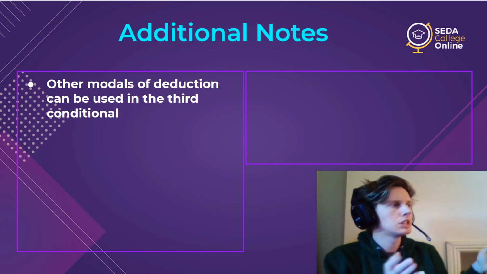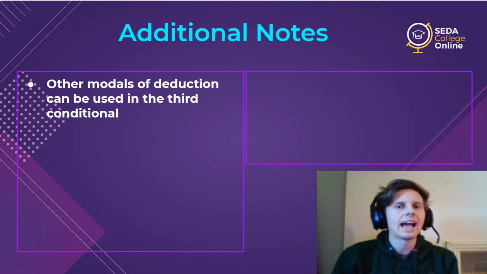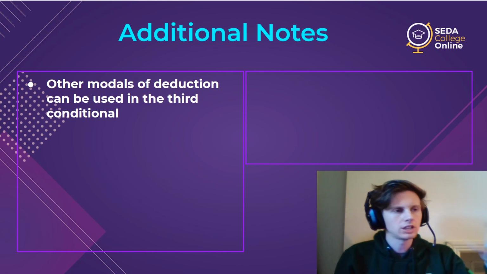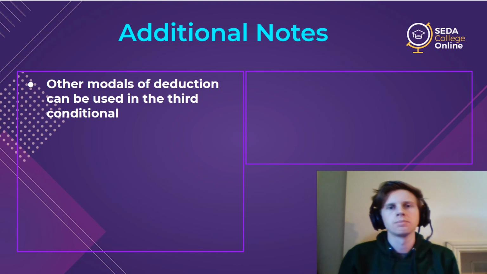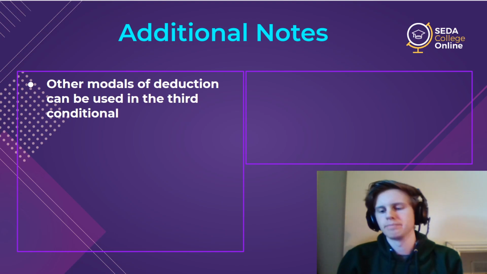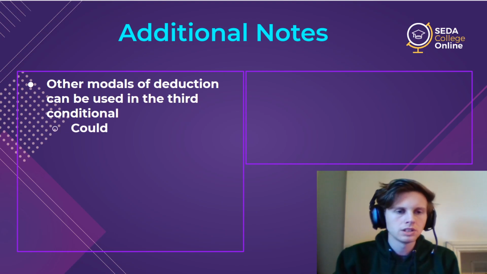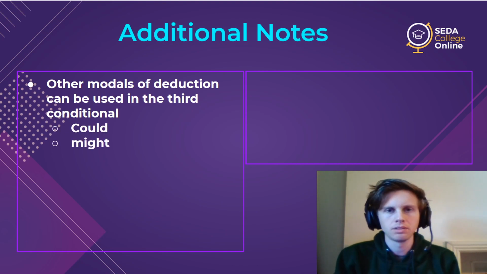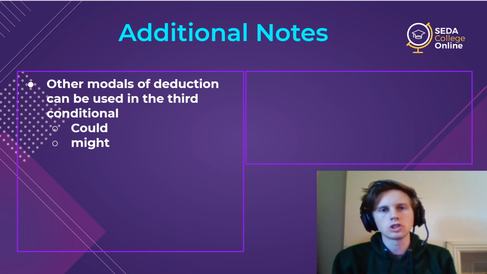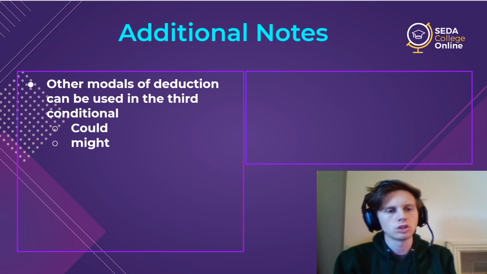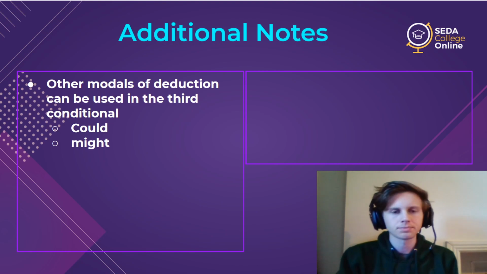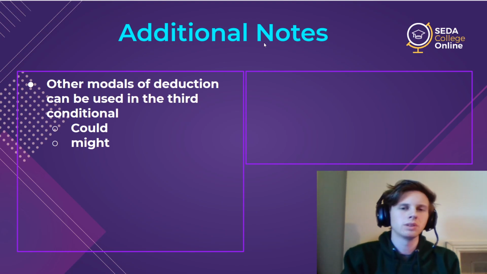You are looking into the past and you're guessing, how is the future different if I change this? So you can use other modal verbs of deduction. Specifically, you can use could or you can use might. And this is instead of would. So instead of saying she would pass the test, you could say she could or she might. And I'll show some examples of that here in just a moment.